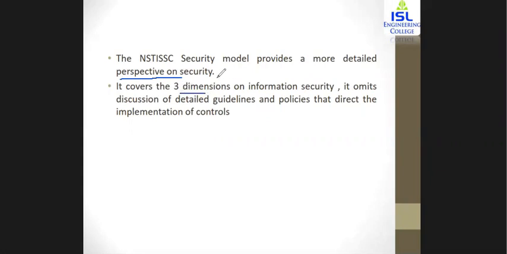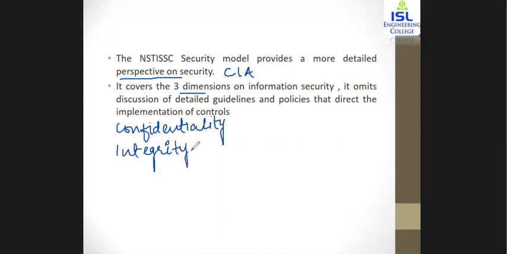I hope you remember what the three dimensions were. It was based on CIA, where C stands for confidentiality, that information can only be accessed by authorized professionals. Then integrity, only authorized people should be able to modify the information. And availability, that is, the authorized people should have the data available at any time.